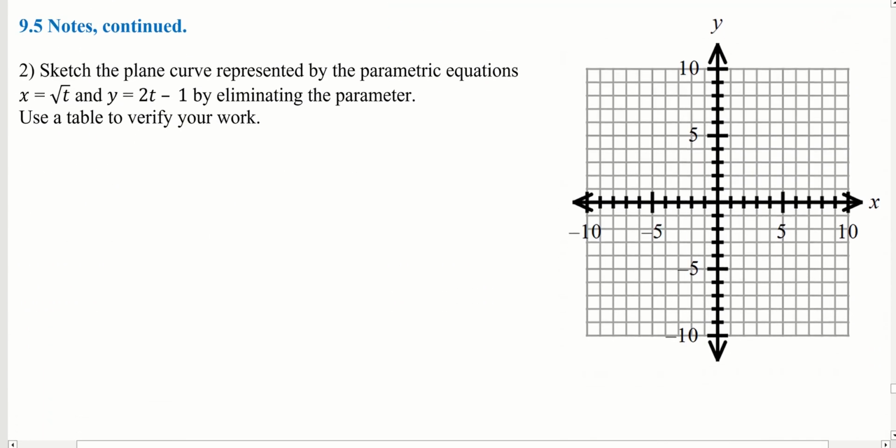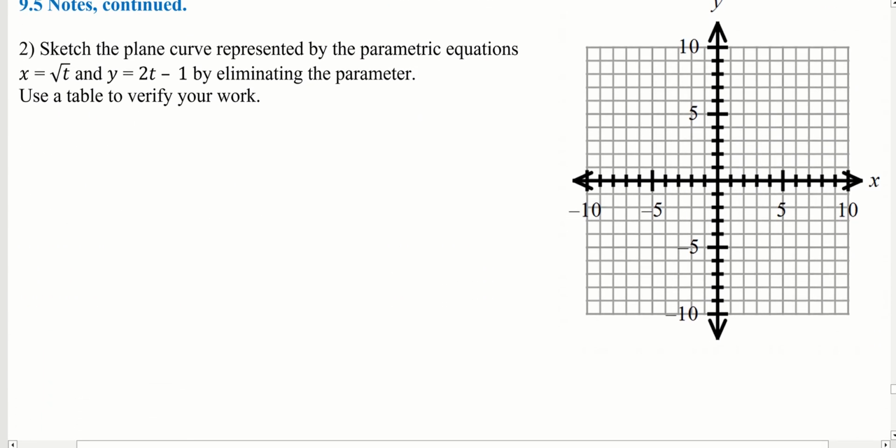Now this next one is very similar. Okay, and so it says here, x is root t, and y is equal to 2t minus 1. It says solve it by eliminating a parameter. Okay, so use your table to verify your work.